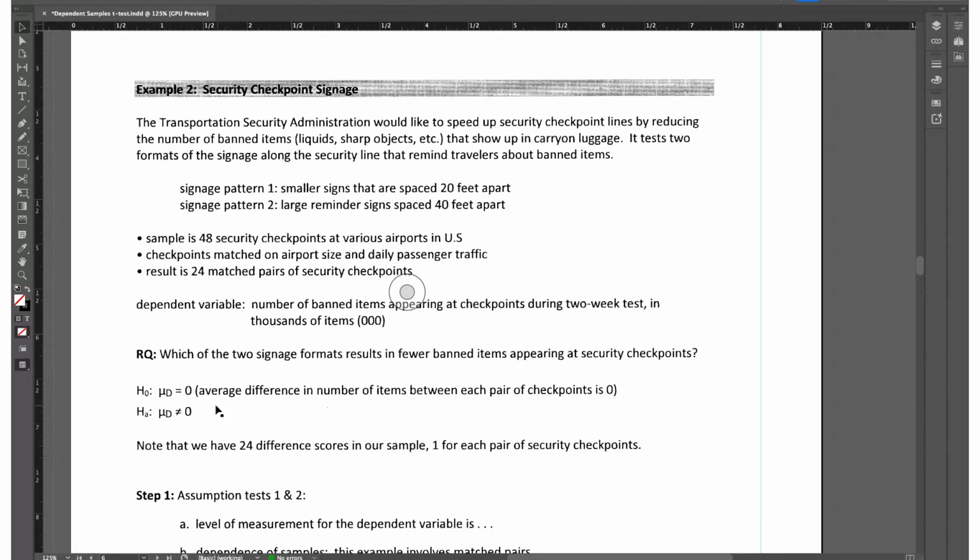And our null and alternative hypotheses are similar to the previous example. In the null hypothesis, we're saying that the average difference in the number of items between each pair of checkpoints is 0, and then the alternative is that the average difference is not equal to 0. Also note that we have 24 different scores in our sample, one for each pair of security checkpoints.